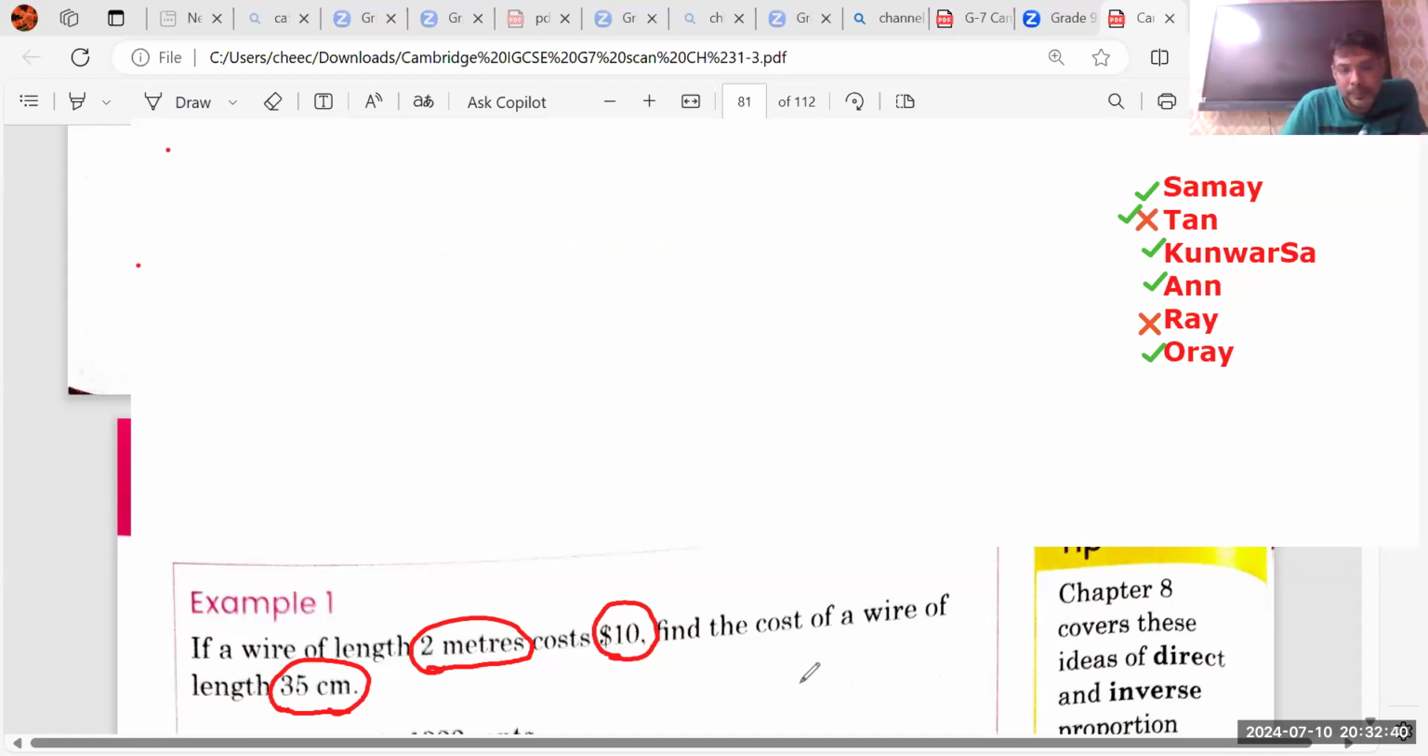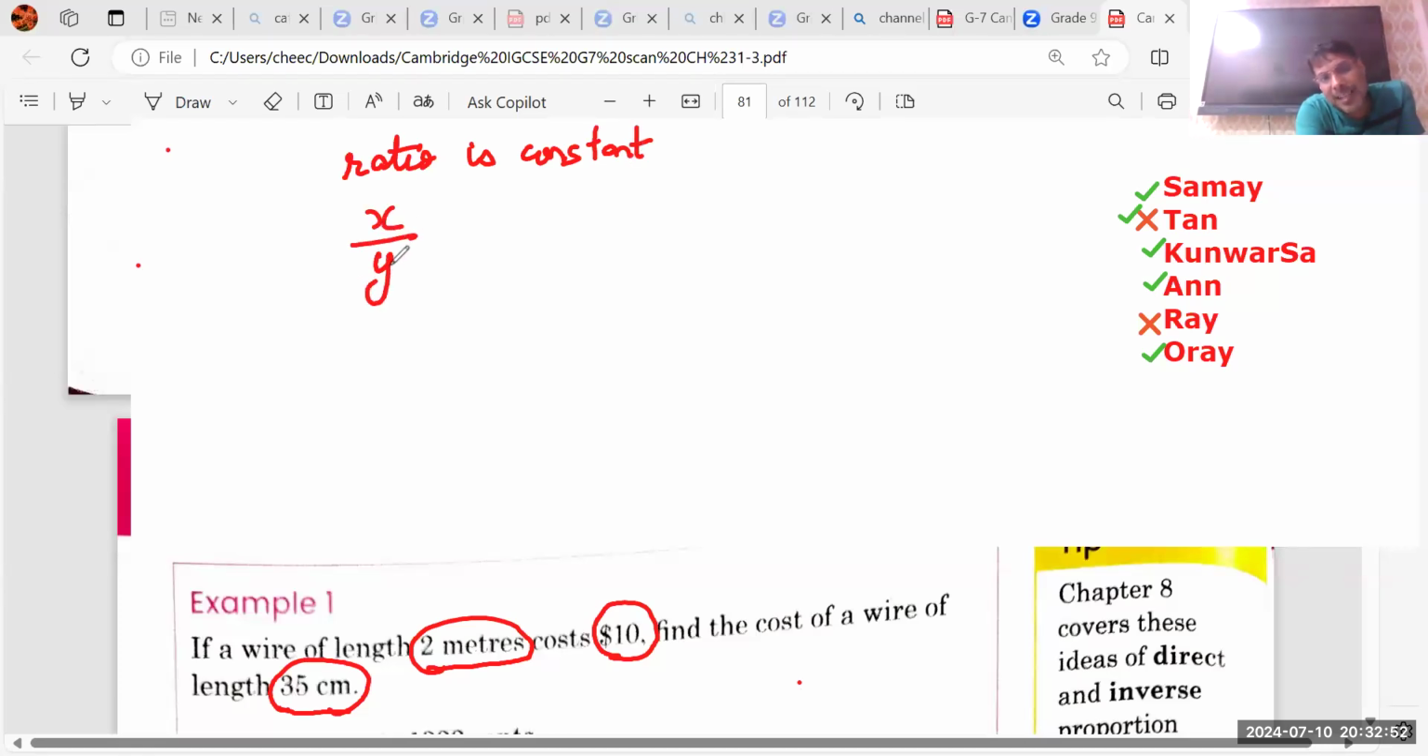Simply we write, first of all, in direct variation the ratio is constant. Means if you take one thing as x, second as y, so x by y will always be constant. So in the case of direct variation, their ratio, their division, or x by y will always be constant. So then we have length, and which is 2 meters.